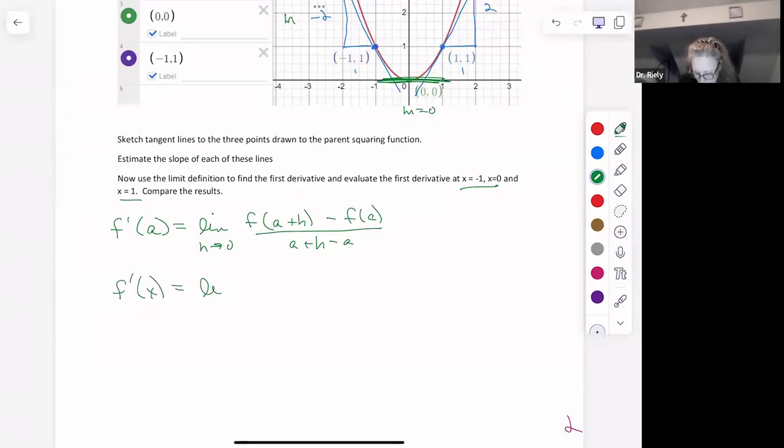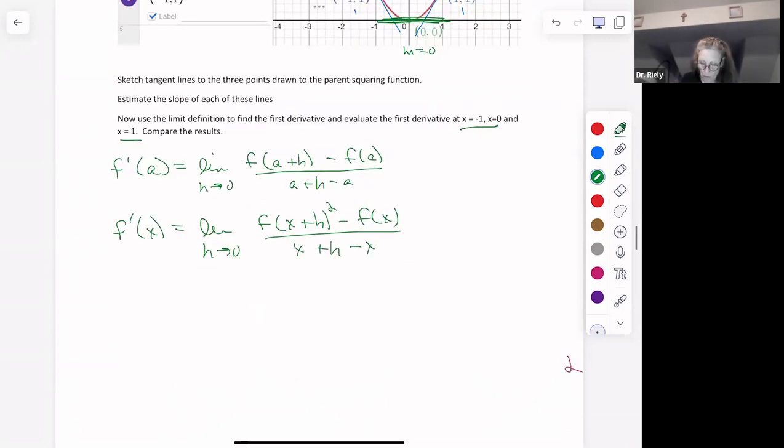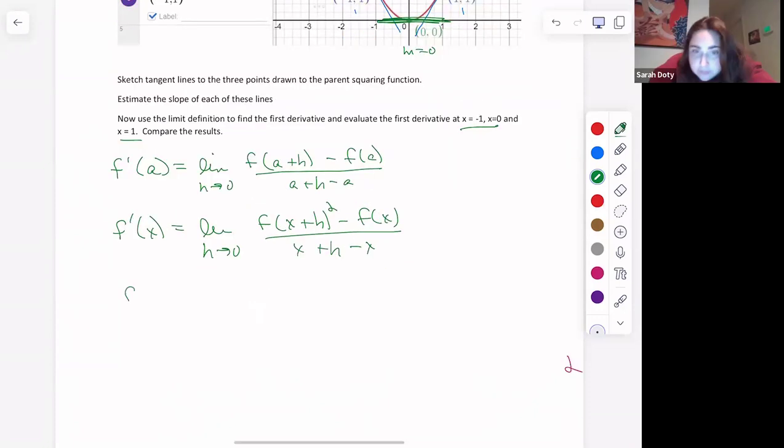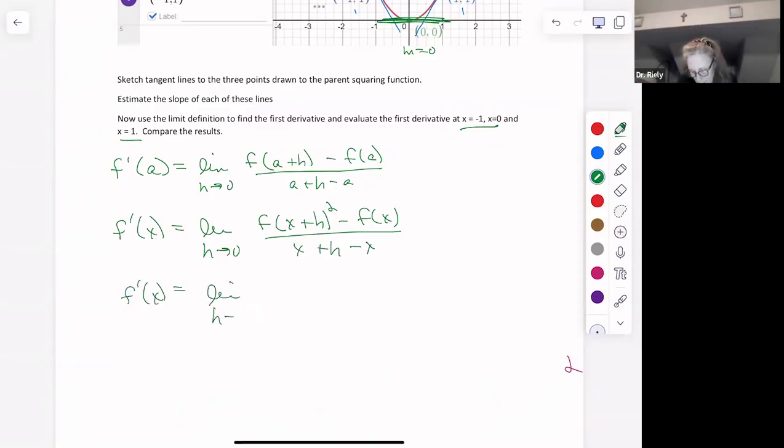I'm still doing the limit as h goes to 0, but now I'm going to say my function is x plus h squared minus f of x. And then a plus h minus, well, I'm going to change that to x. Let me go back. Okay, x plus h minus x. Okay, so now we're getting serious. So when we do the next step, we're still writing limit because we can't take it yet, because we're going to have a 0 in the denominator.